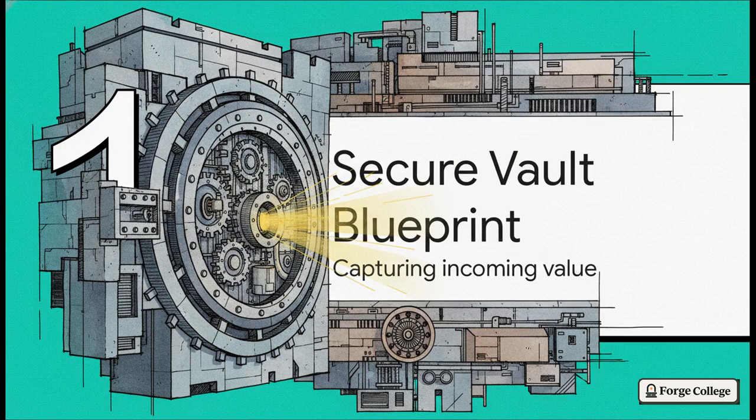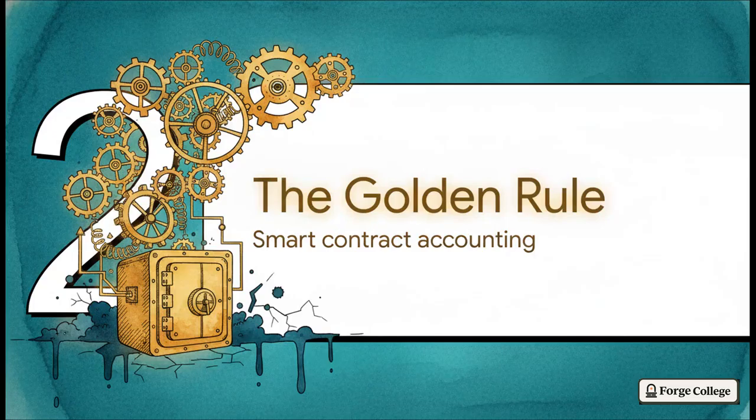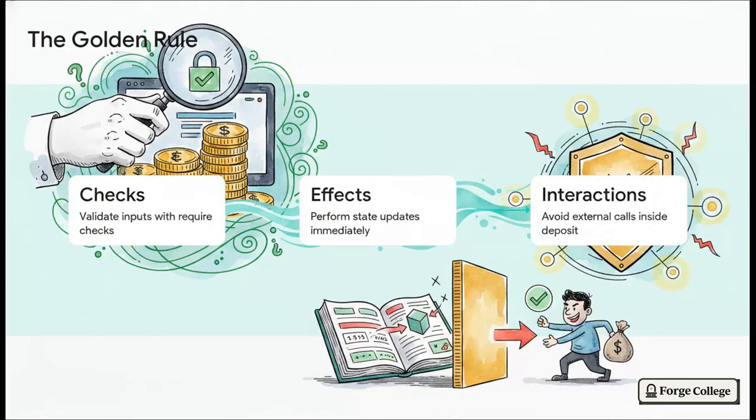We already built the walls of our application in our deployment lesson, but now we really need to engineer an airtight vault door specifically meant for incoming Ether. But before we start welding things together, we absolutely need to talk about the golden rule. This is the immutable law of physics for smart contract accounting. So there is this law, a literal golden rule, that governs our entire blueprint and prevents catastrophic leaks. Honestly, if you violate this rule, your vault will get drained. It really is that simple.